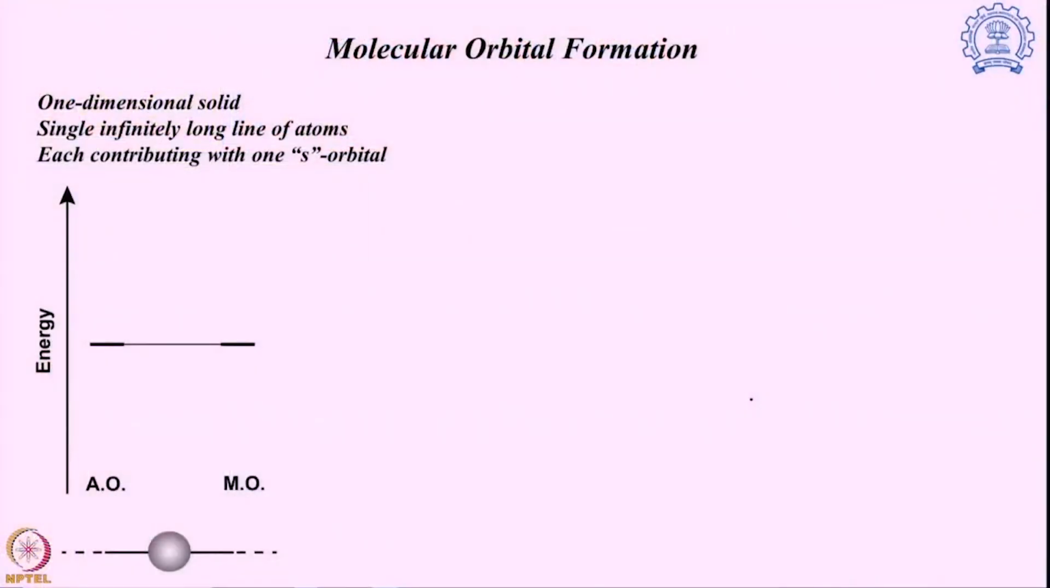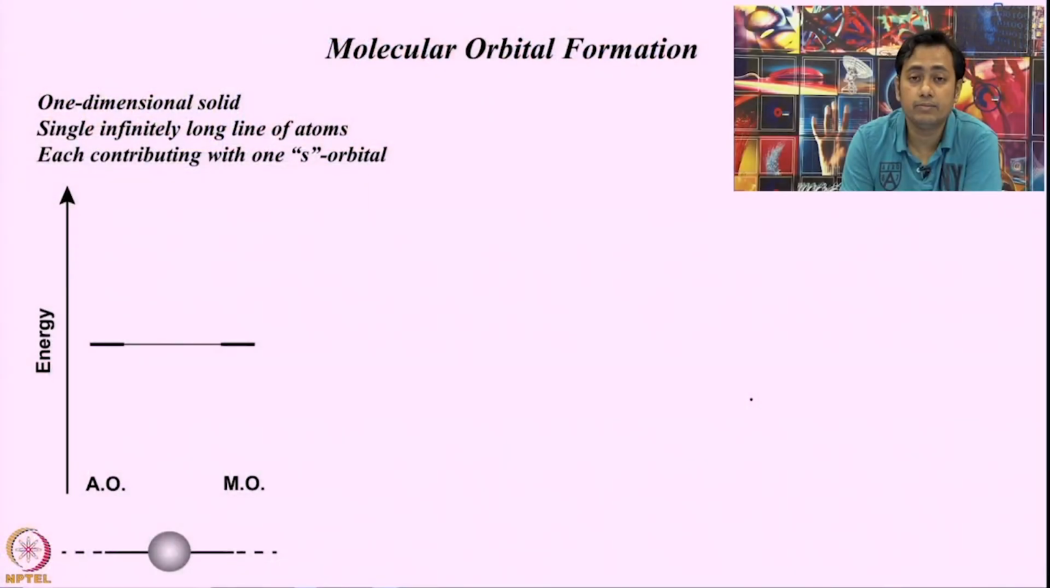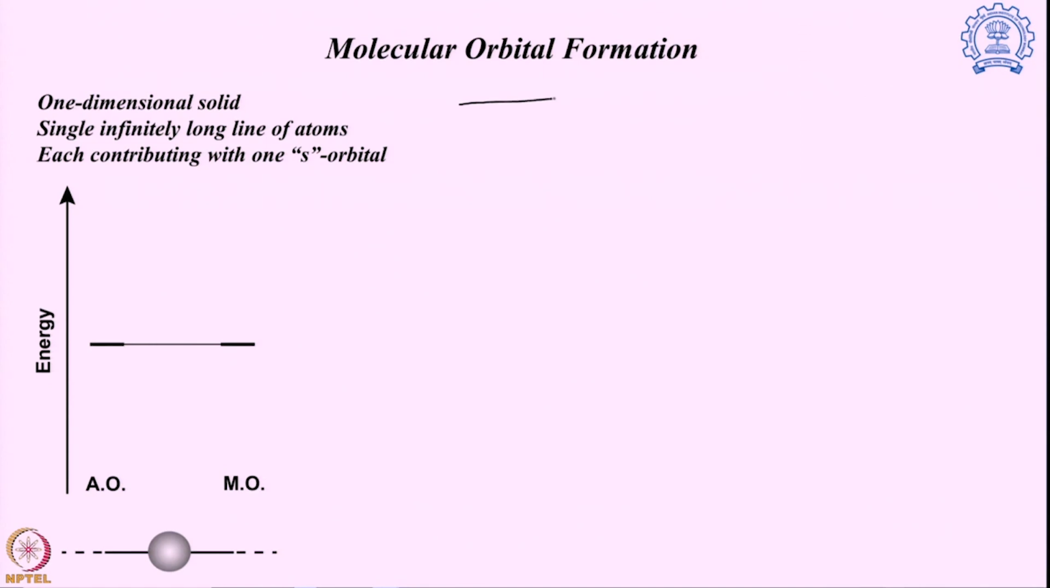Now we go and discuss the molecular orbital formation in a solid. In a solid we have atoms present in a 3-dimensional array, all in perfect positions in the lattice. So to make the situation easier, we assume that we have a solid, but all the atoms are present in only one dimension. So we are trying to understand the molecular orbital formation in one dimension, and then we can expand that to 3 dimensions.